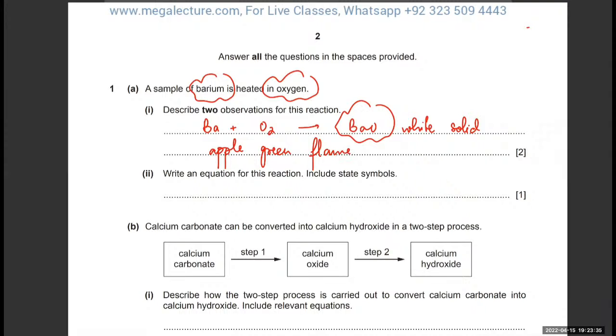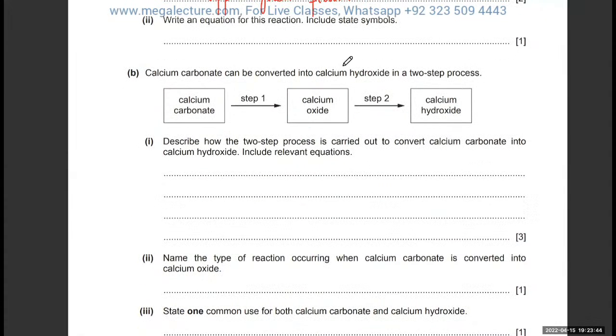To write an equation for the reaction, we already did that. You just need to balance this. So there's going to be 2 of this and 2 of this. The next part is there's calcium carbonate, which can be converted into calcium hydroxide in a 2-step process. Describe how the 2-step process is carried out to convert calcium carbonate into calcium hydroxide. Include relevant equations. So how do you convert calcium carbonate into calcium oxide?